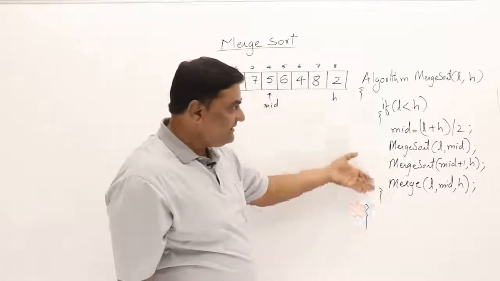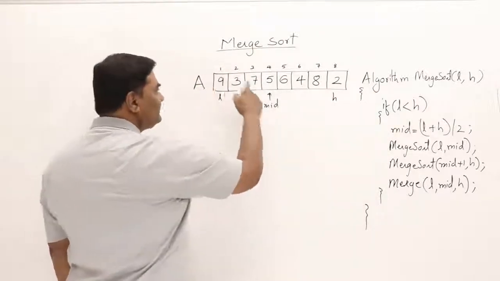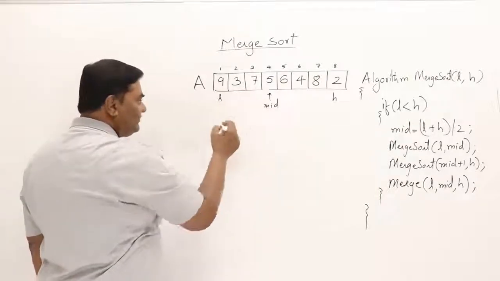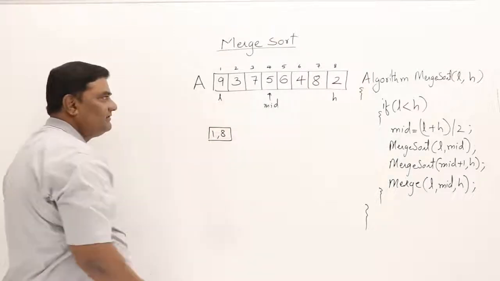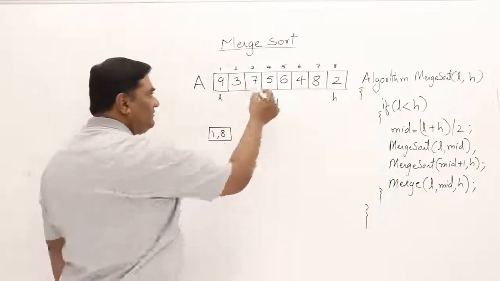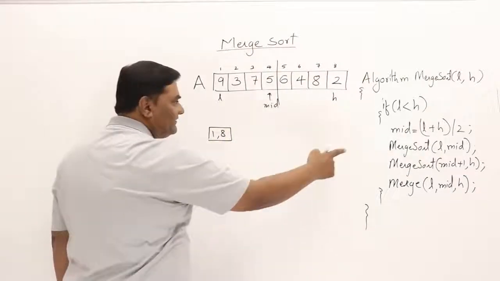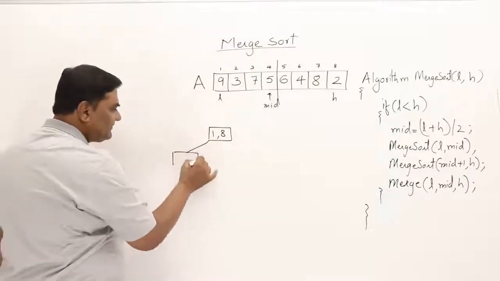Now based on this algorithm only, I will do the tracing. Initially we will be passing low as 1 and high as 8. So let us take this set of elements. So the first time we will pass 1 and 8. It will find out mid and it will divide the list, this side and that side. So mid is 4, and perform merge sort from low to mid, that is from 1 to 4.